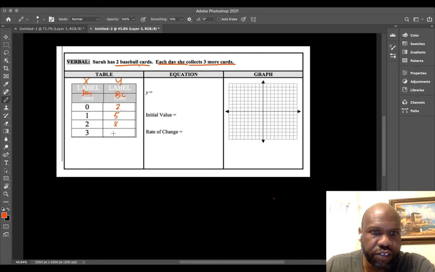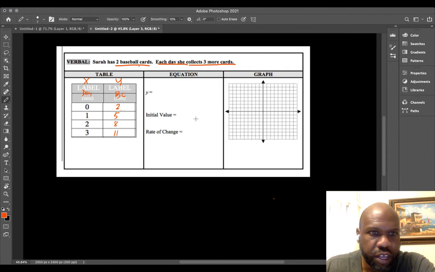Okay. And the next day, she's going to have how many? 8, 3 more, that she'll have 11. Okay. So that's important information I got there just by basically looking at that. All right. So then what I could do is I have this table here, and I could take these tables as coordinate points, and I can graph them.